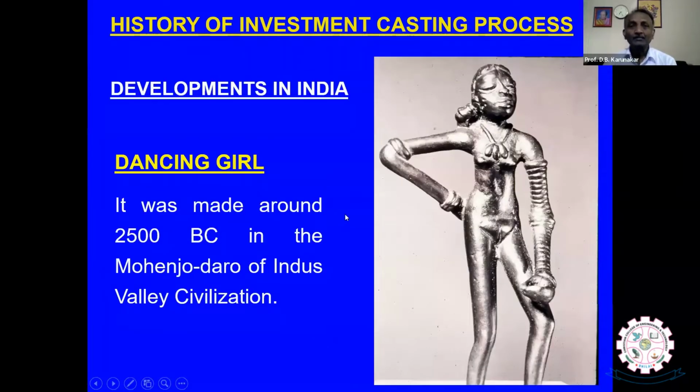Even in India, this process was very popular. There was a famous casting called the Dancing Girl, which was made in India 2500 years BC in Mohenjo-daro. Of course, this place is no more in India; it has gone to Pakistan. But India was not backward as far as this process is concerned. India was very much aware of the investment casting process.